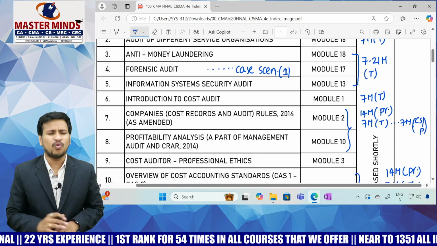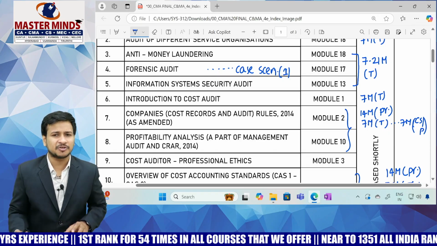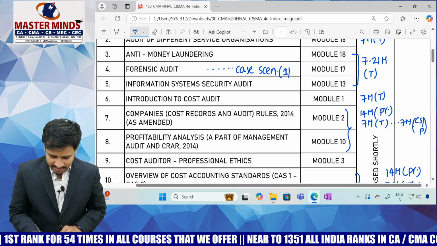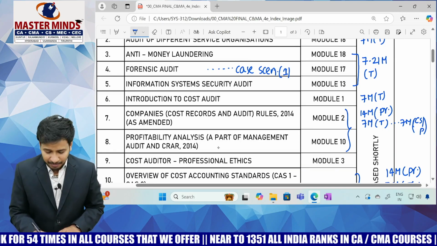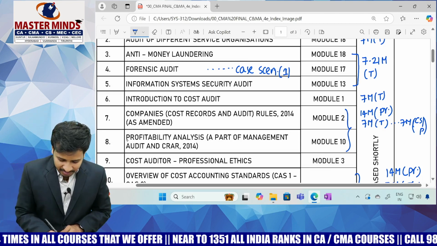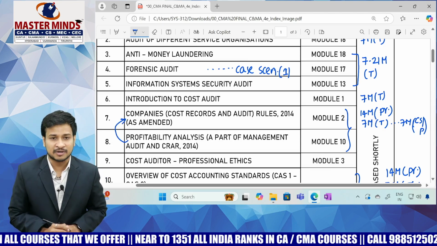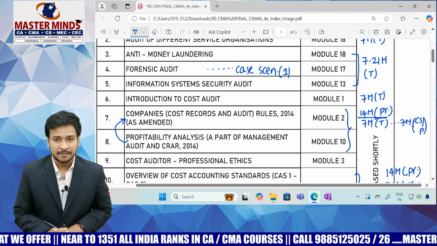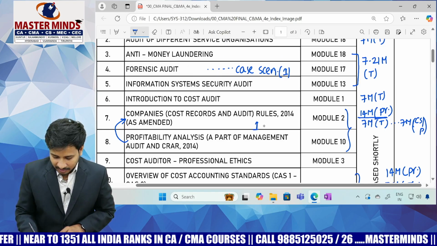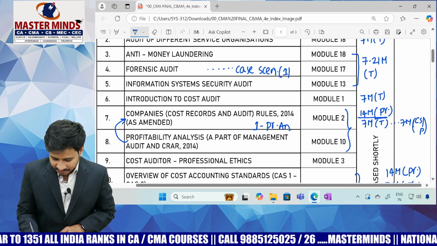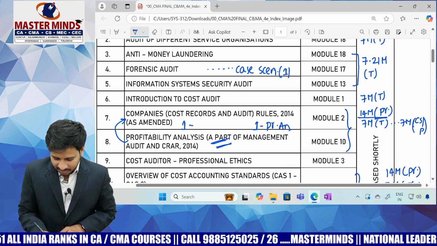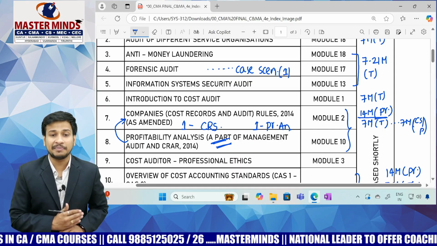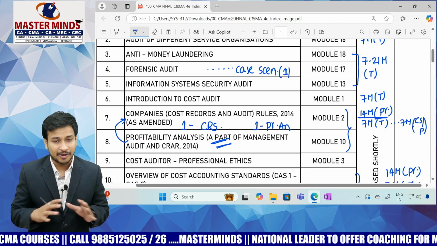And coming to the next big, very simple chapter, Introduction to Cost Audit. Damn sure, a short 7 marks theory question. And next, company's cost records and audit rules and profitability analysis. My dear children, this profitability analysis is actually part of company's cost records and audit rules. Listen very carefully. You are going to get 14 marks problems here. One from profitability analysis, that is this chapter, and another one from cost reconciliation statement. These 2 problems are mandatorily tested. In all the past 3 attempts, these 2 problems were tested.